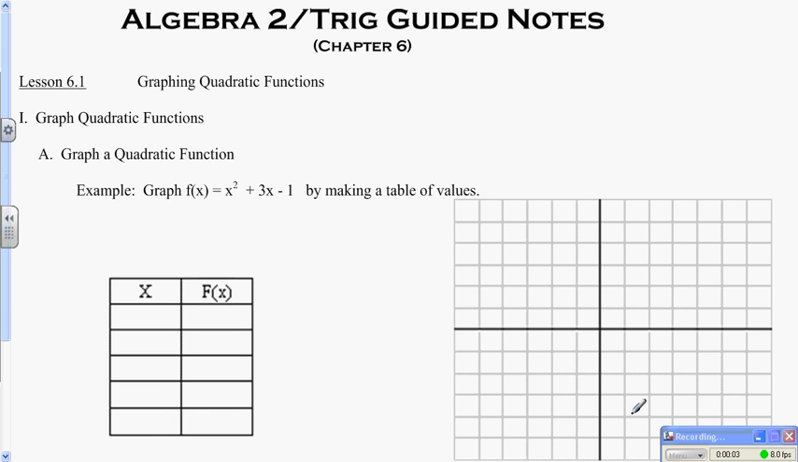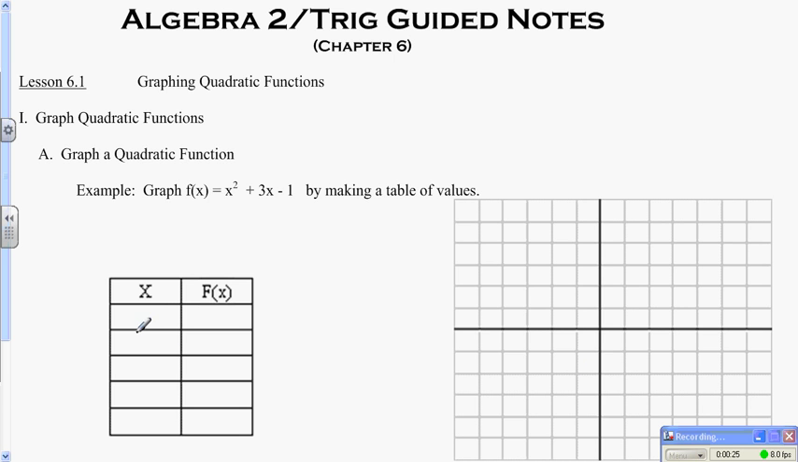Lesson 6.1, Graphing Quadratic Functions. The first way that we're going to talk about graphing quadratic functions is the most simple way, and that's using an XY table, or in this case, an f of x table. You can use your calculator to graph this, and I'll give you an approximation of where things are.